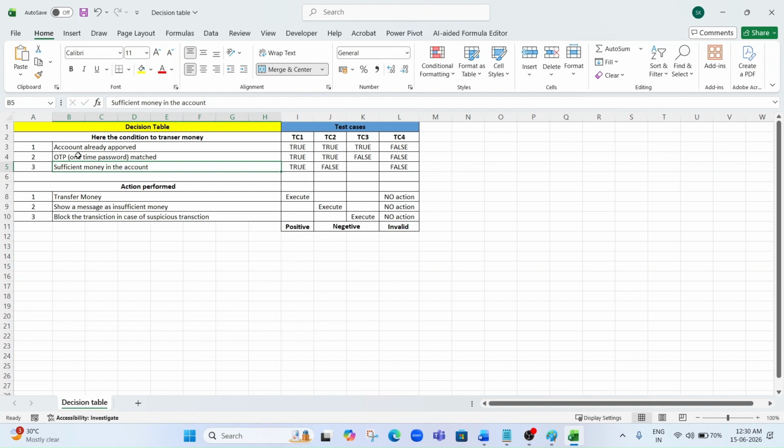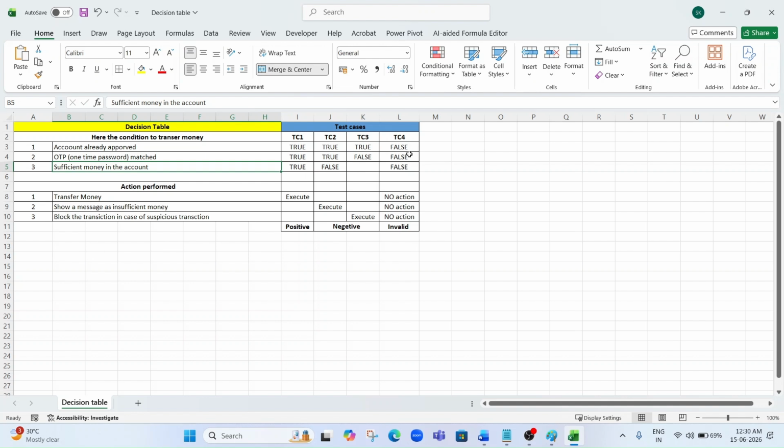Test case 3: account already approved, OTP is not matched, which means false. So the third action will be executed: block the transaction in case of suspicious transaction. The account is already approved, but the OTP is not matching, so that's why this action will be performed. This is a live scenario, a live example that mostly people use in everyday life, transferring money from one account to another account. That same example I have created here.